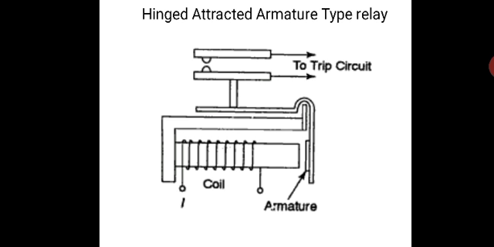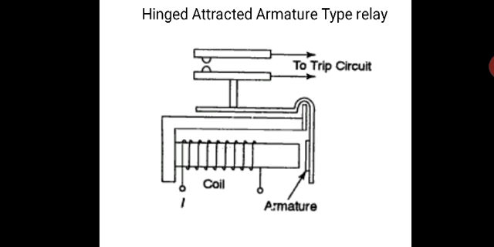First, hinged attracted armature type relay. Hinged attracted armature type relay is an electromagnetic type relay. The attracted armature hinge type relay is the same as the balance beam polarized moving relay, the simplest type, which responds to AC as well as DC. All these relays have the same principle, that is, an electromagnetic force is proportional to the magnetic flux, which in turn is produced by the operating quantity.